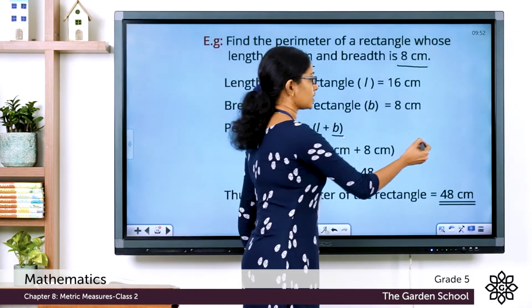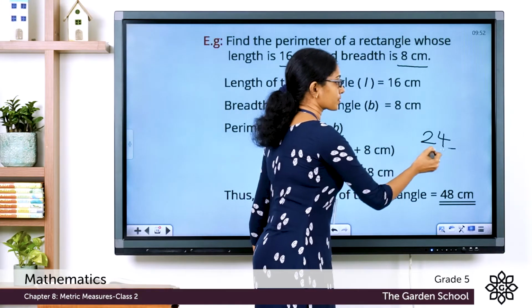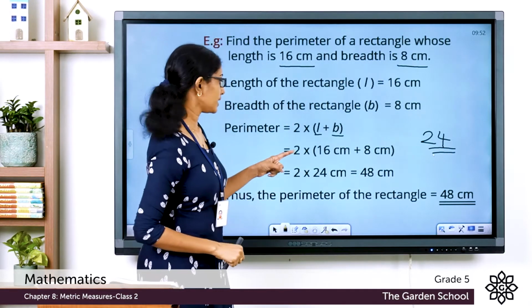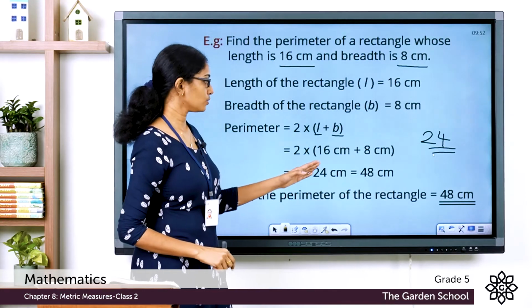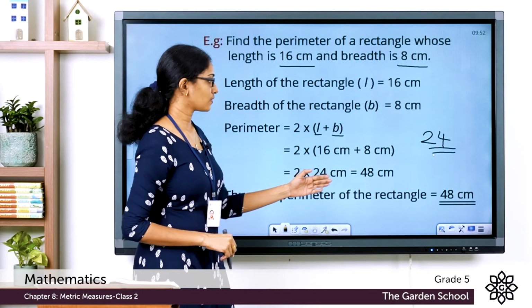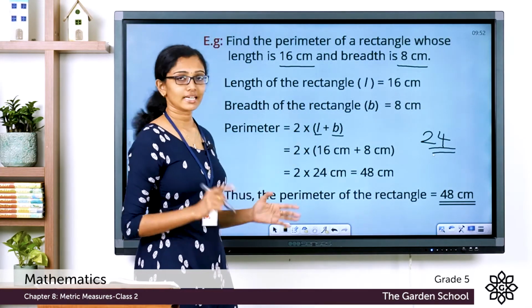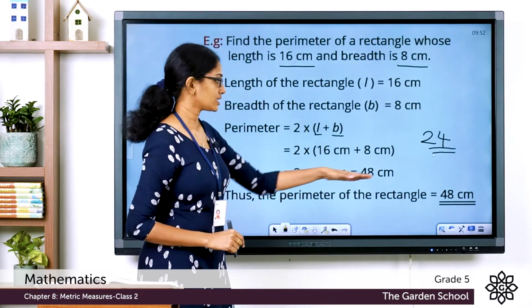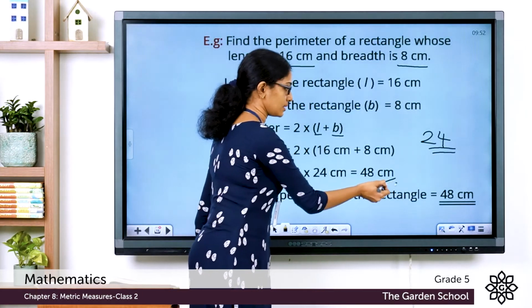16 plus 8 is equal to 24. Now, you have to multiply that by 2. So, that is 2 into 24. 2 into 24 is equal to 48, and since the dimensions are in centimeters, the unit to be written here is centimeter.